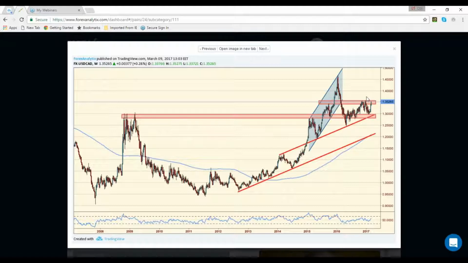Okay, so there's Canada. I think there is an opportunity here in Canada, and that means that the crude rally could continue to extend.